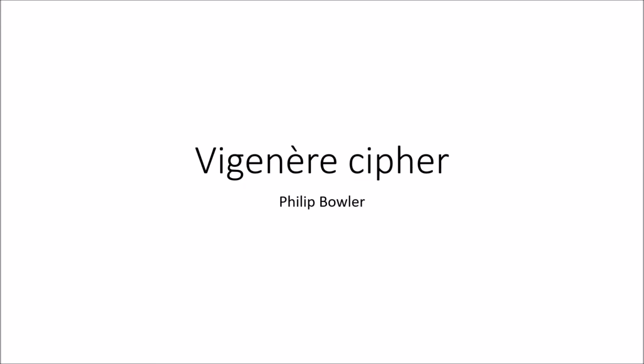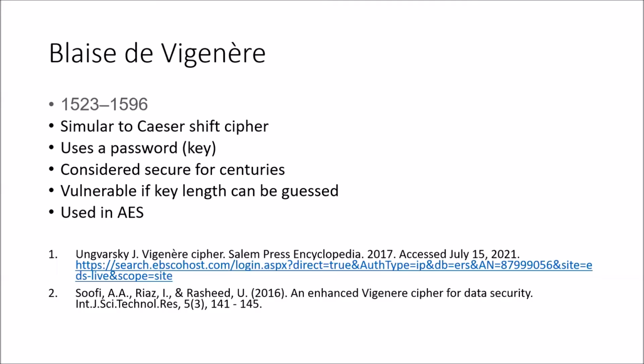Hi, my name is Philip Buller, and I'm doing my cipher lab on the Vigenere cipher. The Vigenere cipher was developed by Blaise de Vigenere in the 1500s. It was based on the Caesar shift cipher. However, its security was boosted by the use of a password or key to determine the shift instead of a static number.